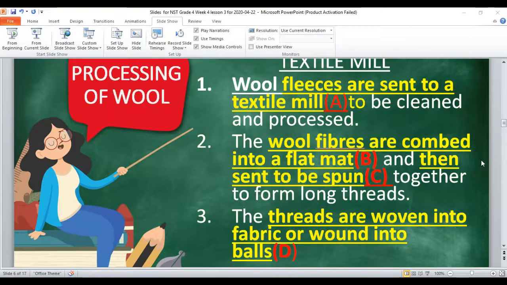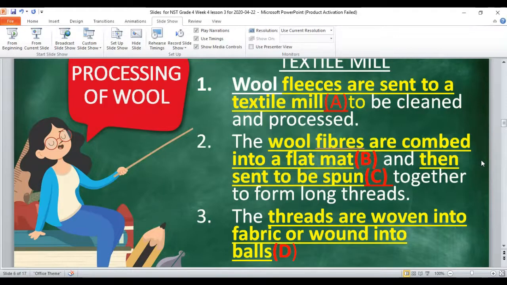The threads can be woven into different fabrics, or they can just be rolled into balls. As you can see, there are wools that have not been processed into clothes, but already wound into balls only. Yes. Now, that is all about wool properties and where wool is processed.